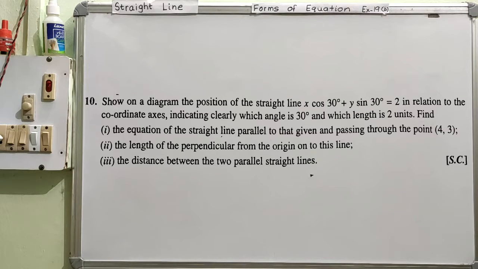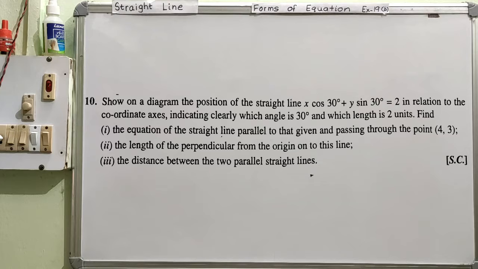So we have to draw a straight line for this given equation in relation to the coordinate axis, indicating clearly which angle is 30 degree and which length is 2 unit. So we have to draw the diagram and then display the angle and the length, which is equal to 2 unit.